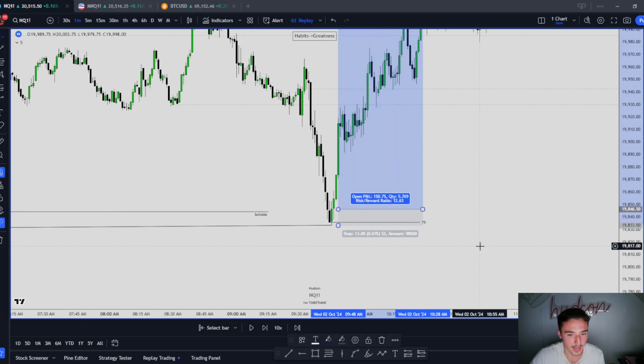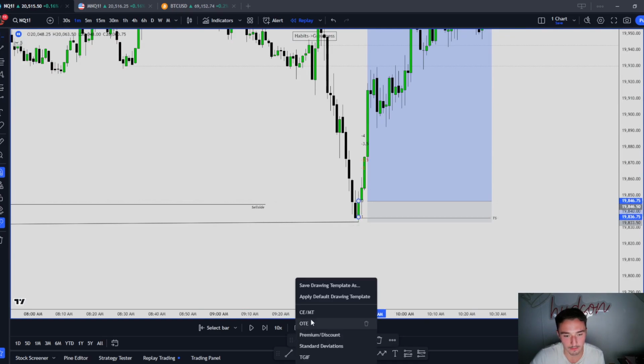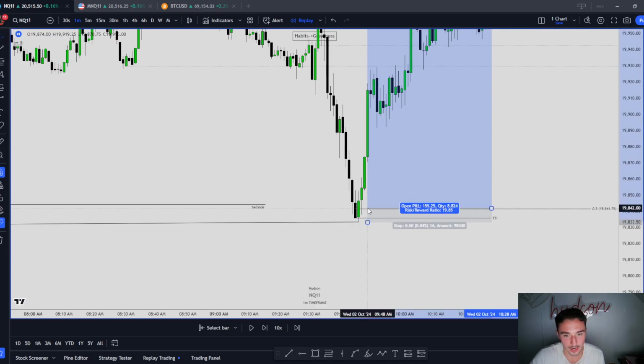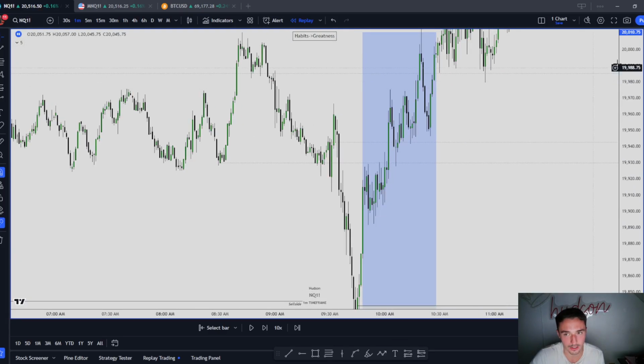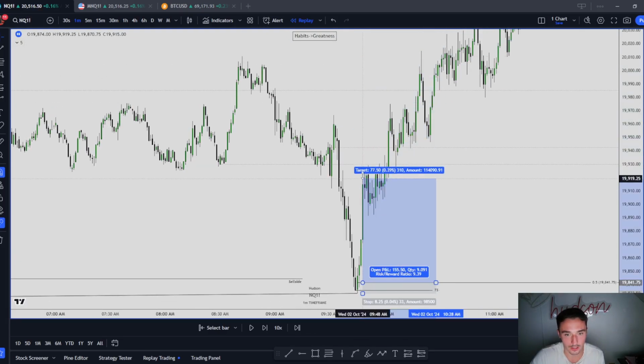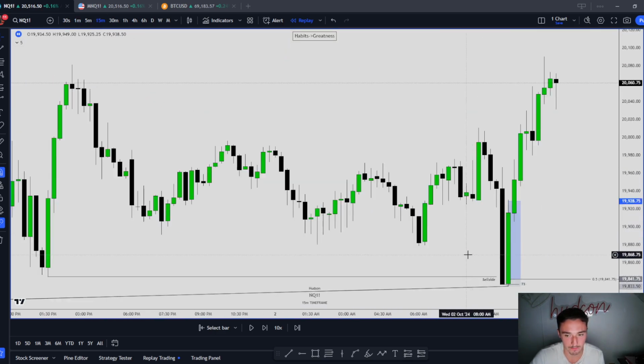Now, what did I do to enter? What I did is I measured out equilibrium of this candle here. I entered right here. Stop right there. Wrote it up. Right? And I actually did kill this trade early. I got out somewhere around here. Right? That's it. That's literally all I used for this trade right here.